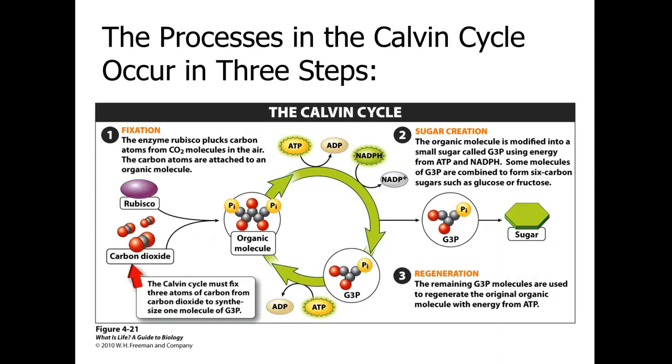So here is a visual of what we just talked about. We started out with the Rubisco, which is going to be an enzyme that's going to fix that carbon dioxide and pluck the carbons out. It creates that organic molecule. It's going to use ATP and NADPH and create that G3P molecule. From there, that G3P molecule is going to be put together and help create sugar.